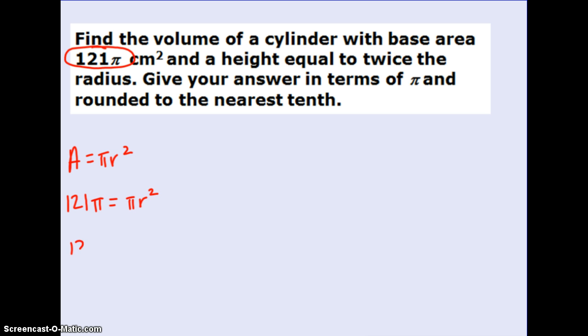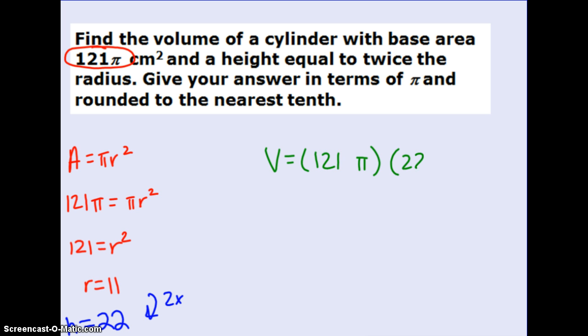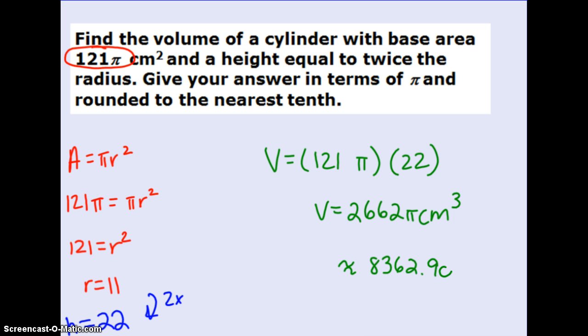So when I divide both sides by pi, I get 121 equals r squared. Square rooting both sides, I get r equals 11. That means that the height has to be 22 because it's twice the length of the radius. So taking this information, I can now go back and say, okay, the base was 121 pi, and now I know the height to be 22 centimeters, so that means the volume must be 2,662 pi centimeters cubed, which is approximately 8,362.9 centimeters cubed.